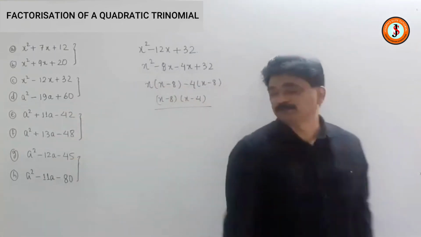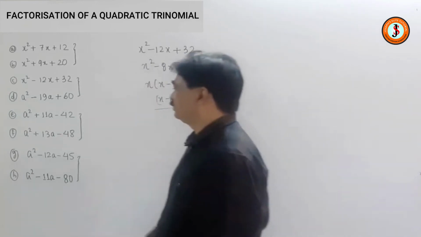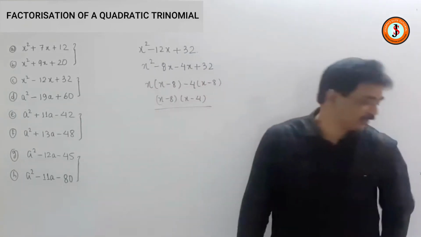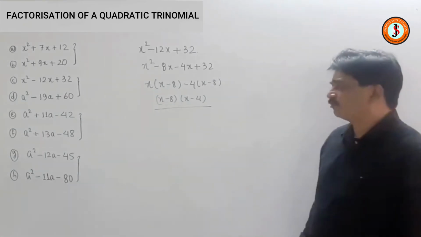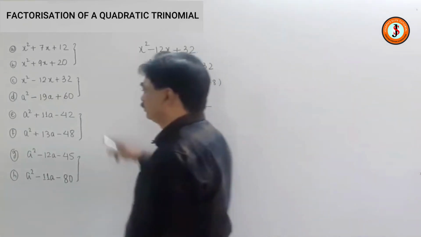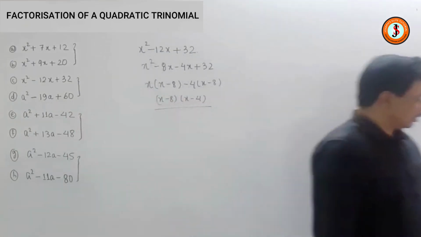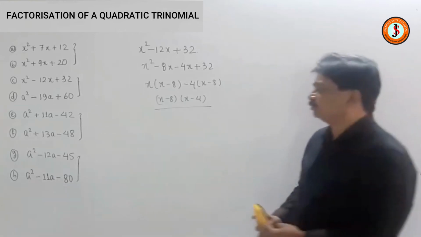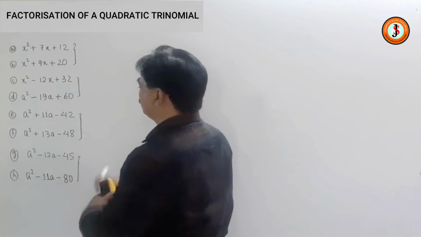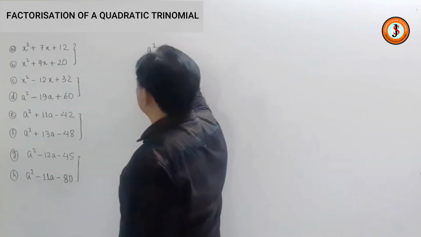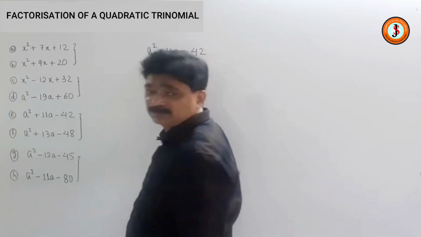Now your turn. a square minus 19a plus 60. So 15 and 4 is the right answer. Right. So minus 15 and minus 4. So that's there. Right? So you've understood. Next we move to the next part. Now if c is negative, you check on this. a square plus 11a minus 42. The c is negative. The constant term is negative.